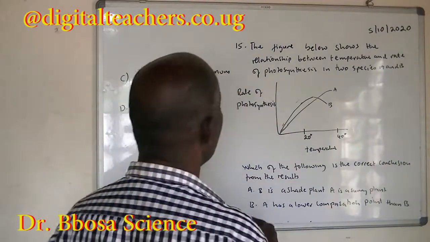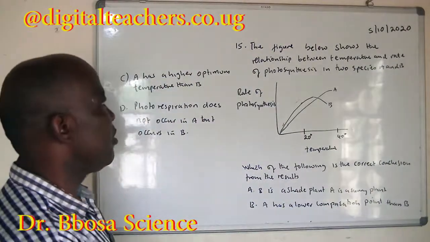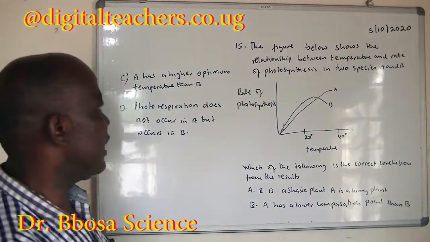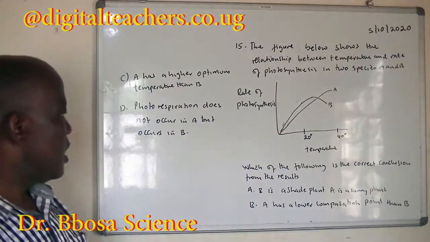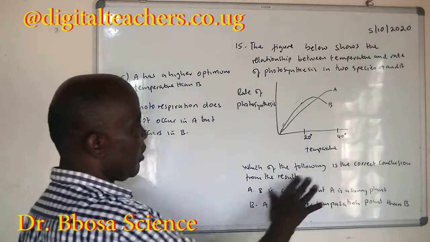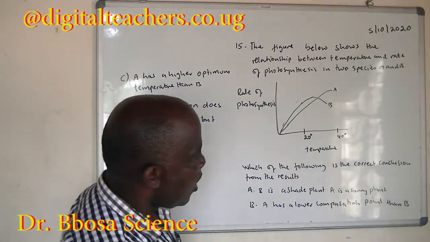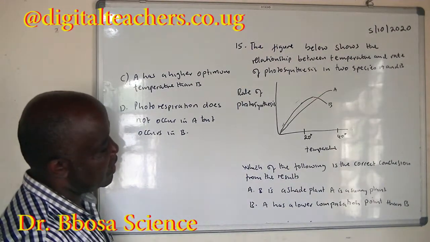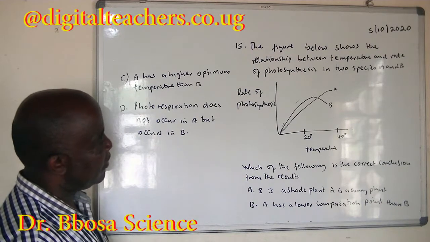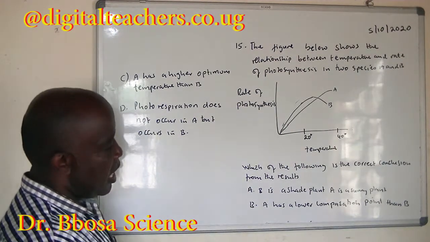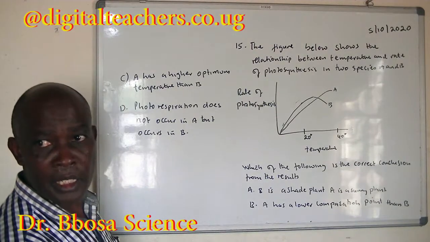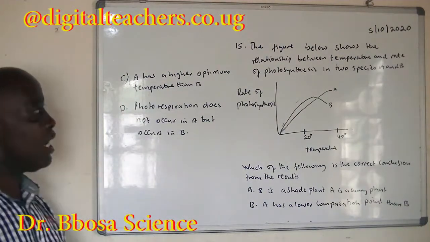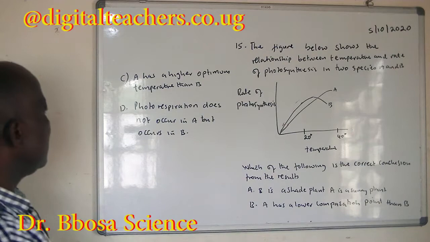Number 15. The figure below shows the relationship between temperature and rate of photosynthesis in two species A and B, as shown in the graph. Which of the following is the correct conclusion from the results? A. B is the shade plant, A is the sunny plant. B. B has a lower compensation point than A. C. A has a higher optimum temperature than B.